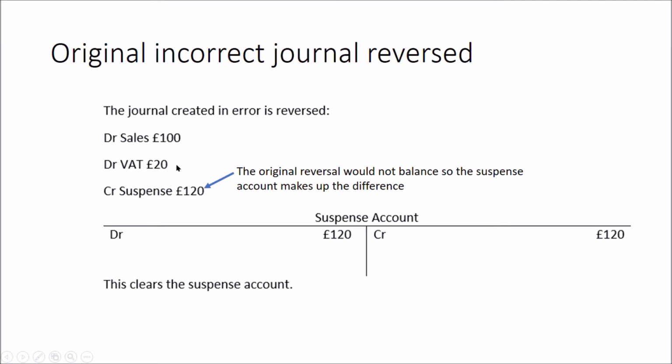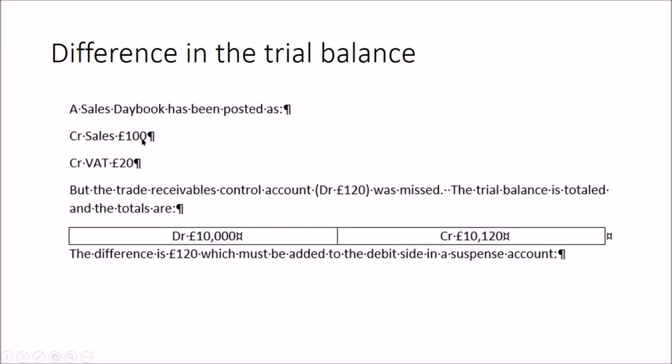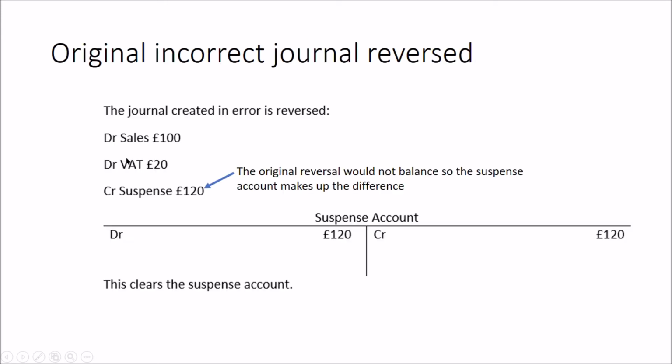So this was the original journal. We go back to here was this. So we're going to reverse that journal here, but you can see that it's a journal that doesn't balance. So to make up the difference, we put the suspense account figure in here and post that journal. So you post that in, clears the suspense account.